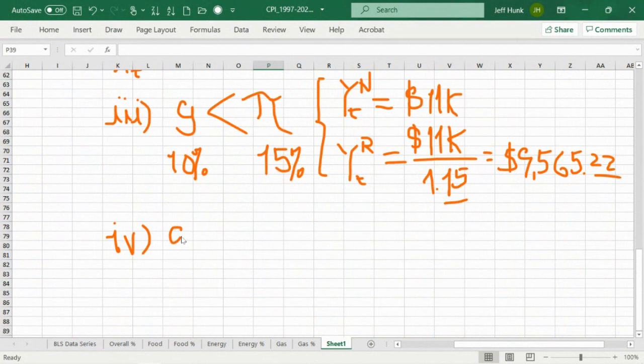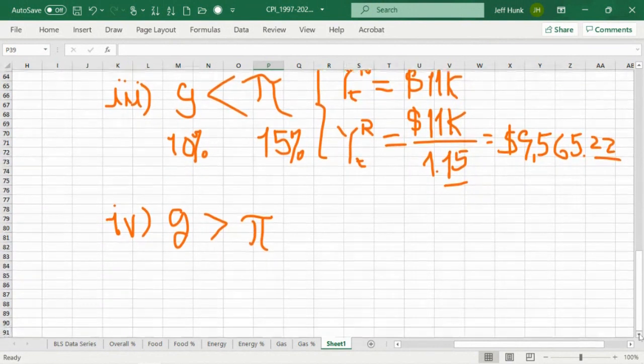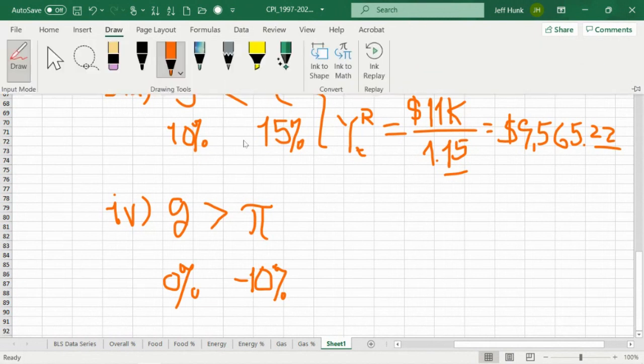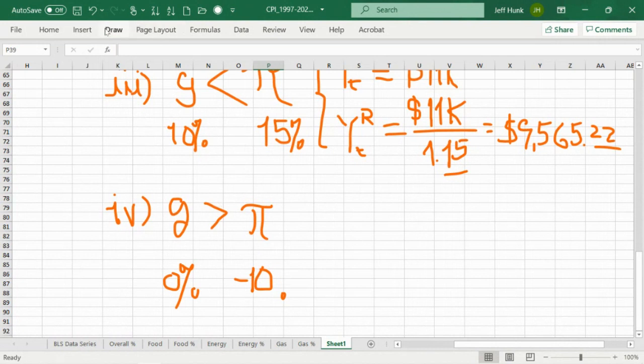Let's say economic growth rate is 0%, but there was a negative 10% inflation. Inflation is negative. That's deflation. Negative 10%, just to make it drastic. Okay. So then, your income, nominal income.